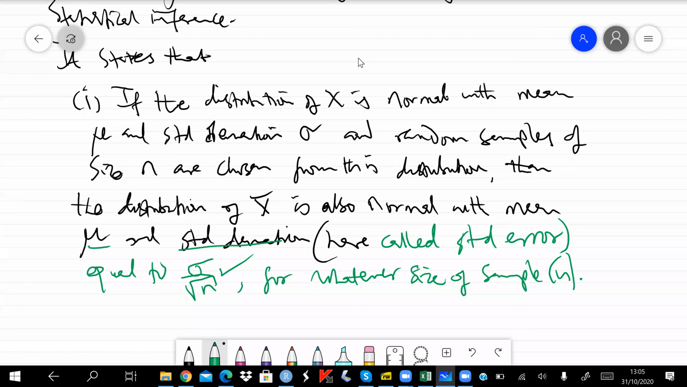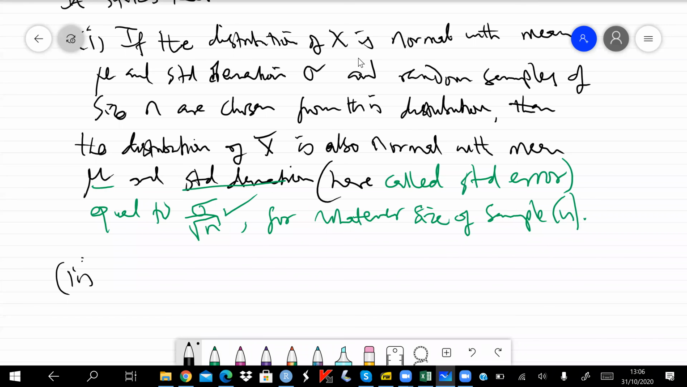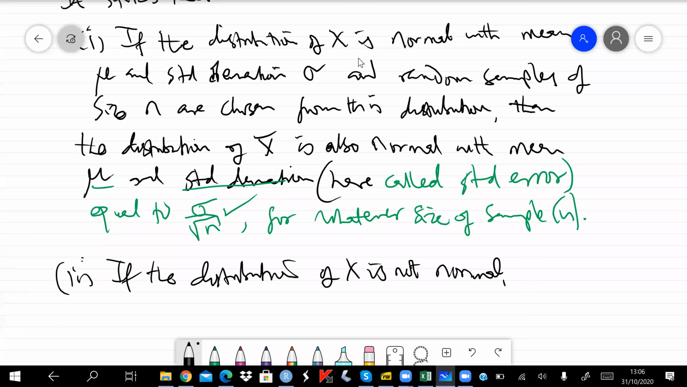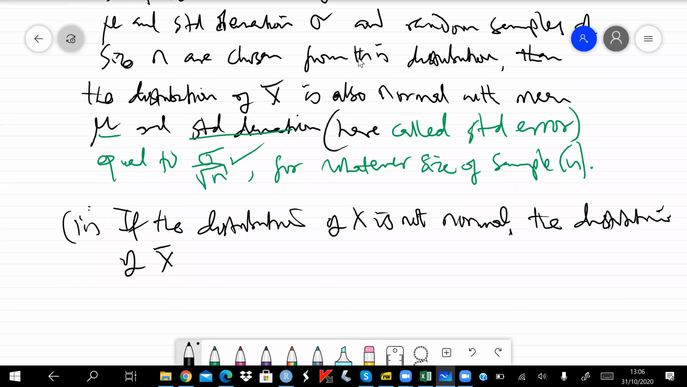Now, the second part of the central limit theorem says if the distribution of x is not normal, for instance if it is binomial or Poisson, so if you are sampling from a binomial distribution, or a Poisson distribution, or any other distribution which is not normal, we say that the distribution of x bar approaches a normal distribution.